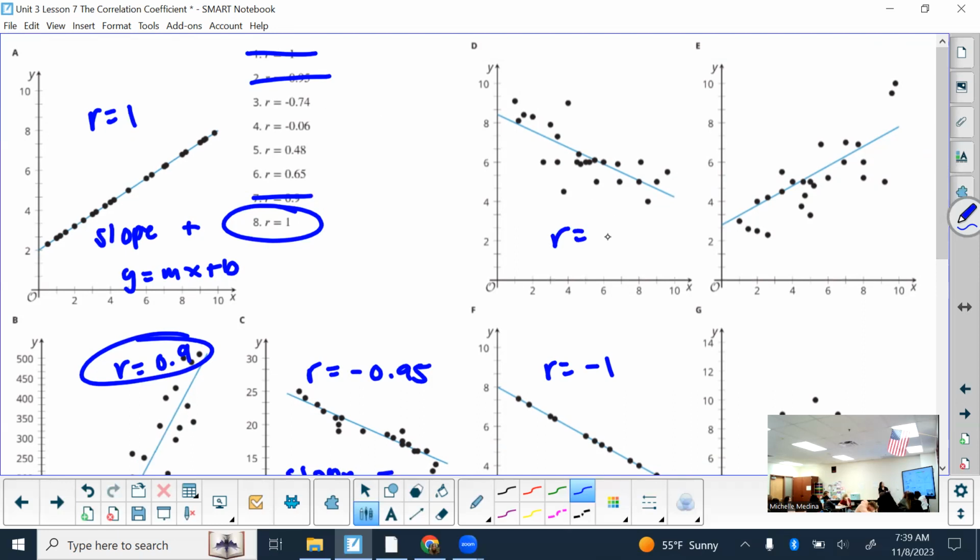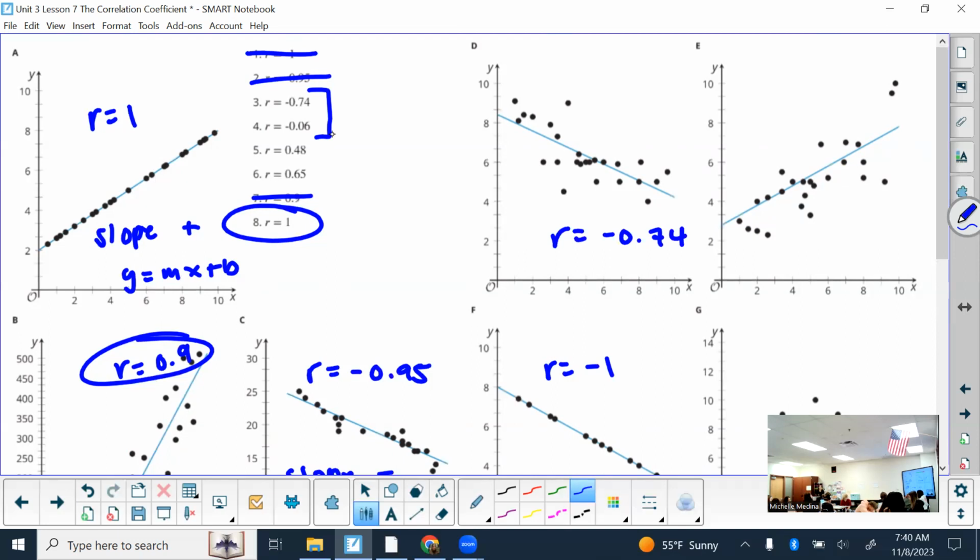You mean this one, negative 0.74? Okay, yes, so option 3. 3 matches with D, the R value is negative 0.74. So we already found the first 2 that match, right? Our only options for D would be these 2. Since you can still tell that it's going downward, I would say that it's closer to the negative 0.74 than the negative 0.06. The negative 0.06 is real close to zero, so I would expect that one to be less easy to see that it's going down.